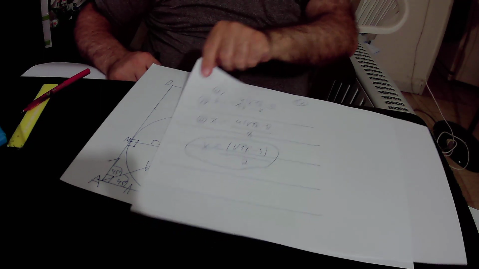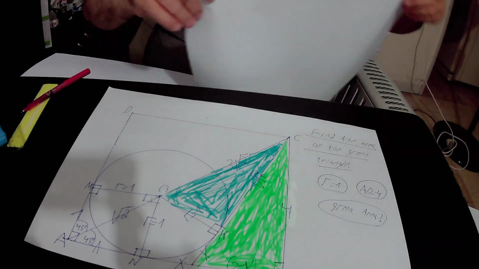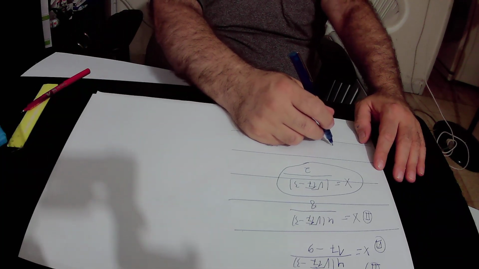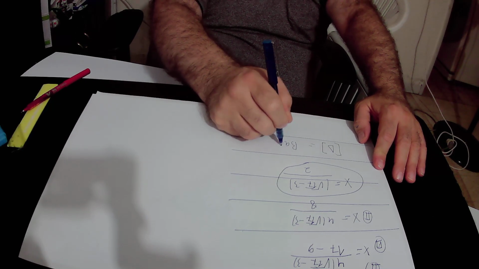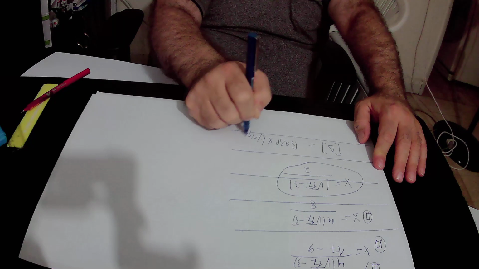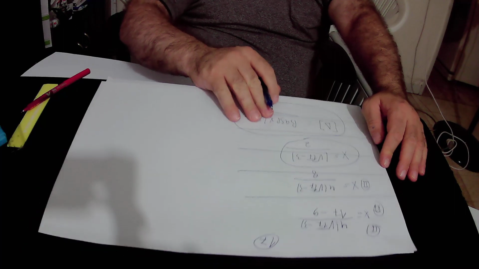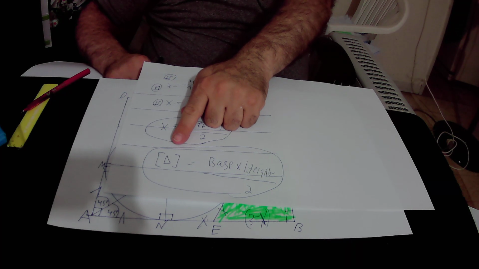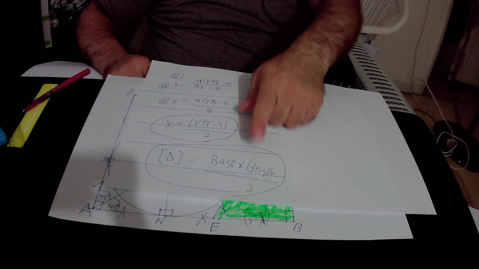And what is the area of the green triangle? The area of the green right triangle, we will find according to the formula for the area of any triangle. The area of any triangle equals the base of the triangle times the height to the base over 2. This is the formula for the area of the triangle.